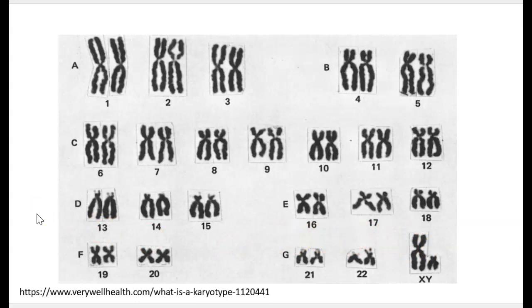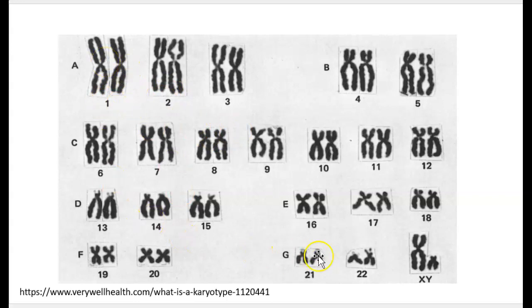So when we count a human karyotype, one of the first things that we can do to see if there's any kind of developmental problem or genetic problem is just to count chromosomes. Take a picture and count them, right? We need to have 46, 23 pairs. 23 chromosomes, but we get one from mom and one from dad, equaling 46.